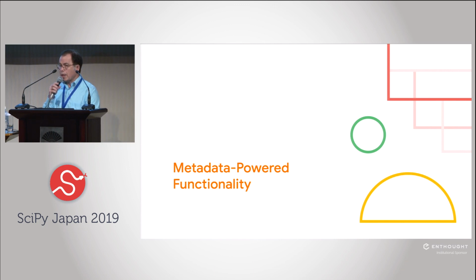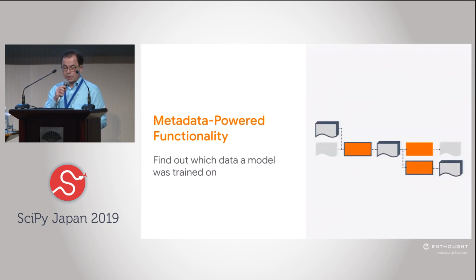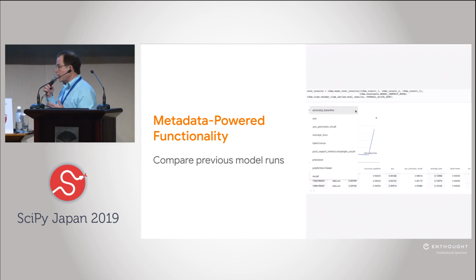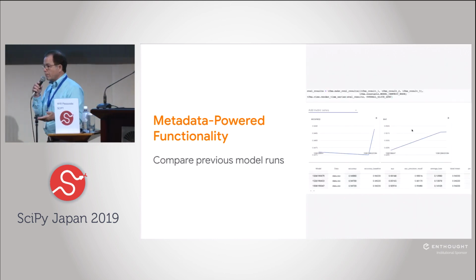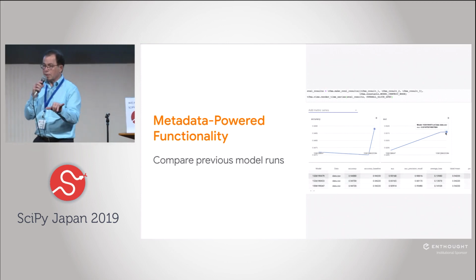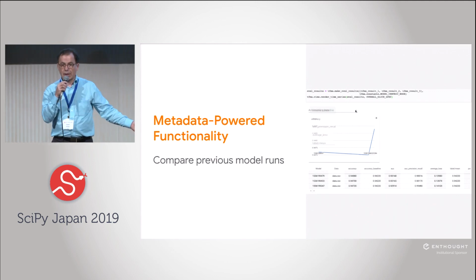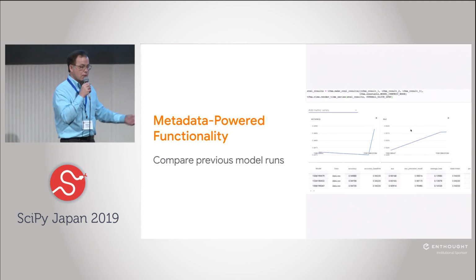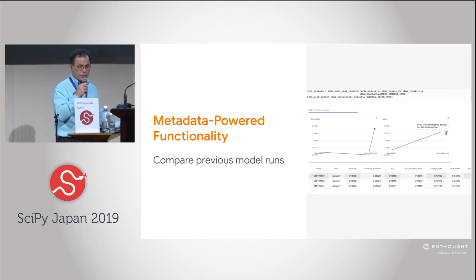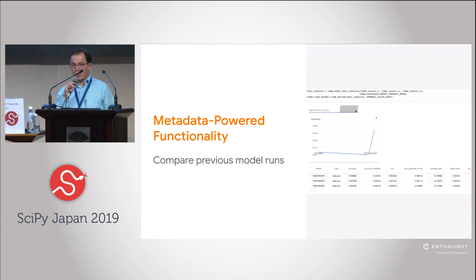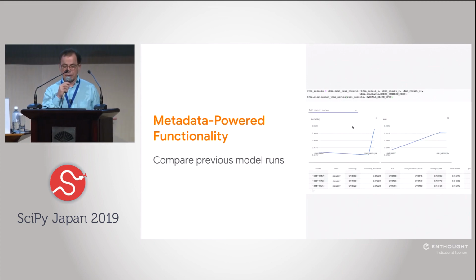So the kinds of functionality that metadata gives you. First of all, the one we just talked about, finding out which data a model was trained on. Comparing the results for different model runs. I have a new model that I'm training today. How does it compare to the model I trained last week? Because last week, we weren't getting nearly the same performance. Why is that? Trying to understand that is an important part of a developer of a production pipeline.